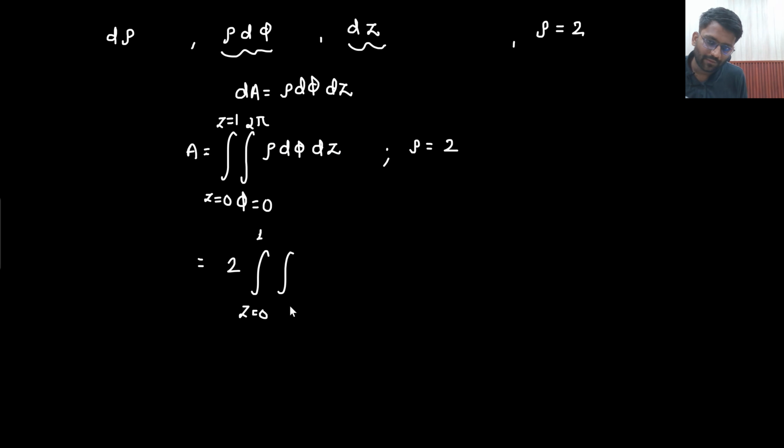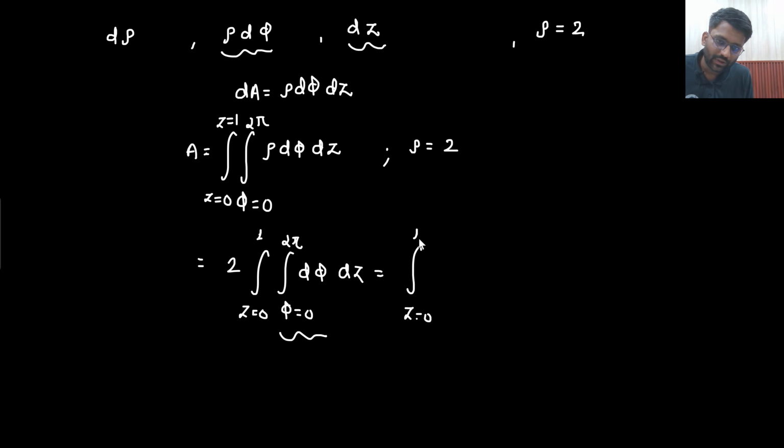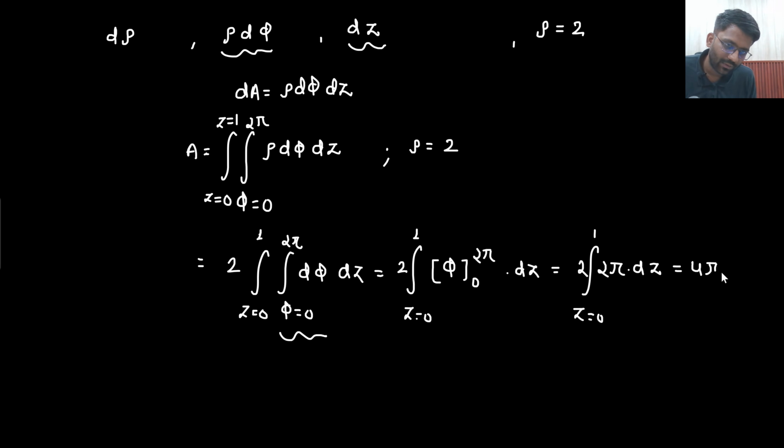Z going from 0 to 1 and phi going from 0 to 2 pi, d phi dz. So if I solve this one, what will I get? The d phi integration, with z going from 0 to 1. The integration of d phi will be nothing but phi, going from 0 to 2 pi, dz. So the integration over z from 0 to 1 will give you 2 pi dz, and the 2 is already going outside. So 2 into 2 pi will be 4 pi, z going from 0 to 1, dz.